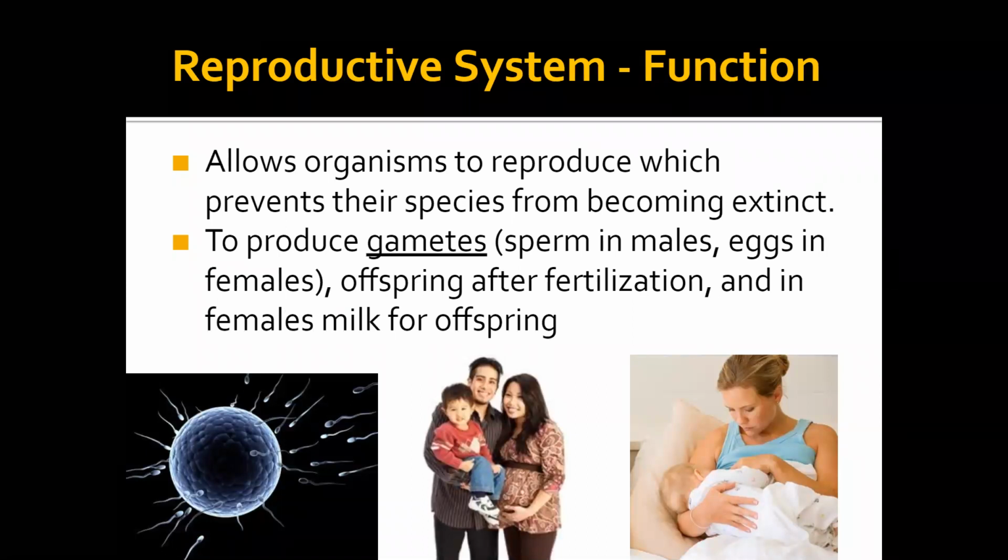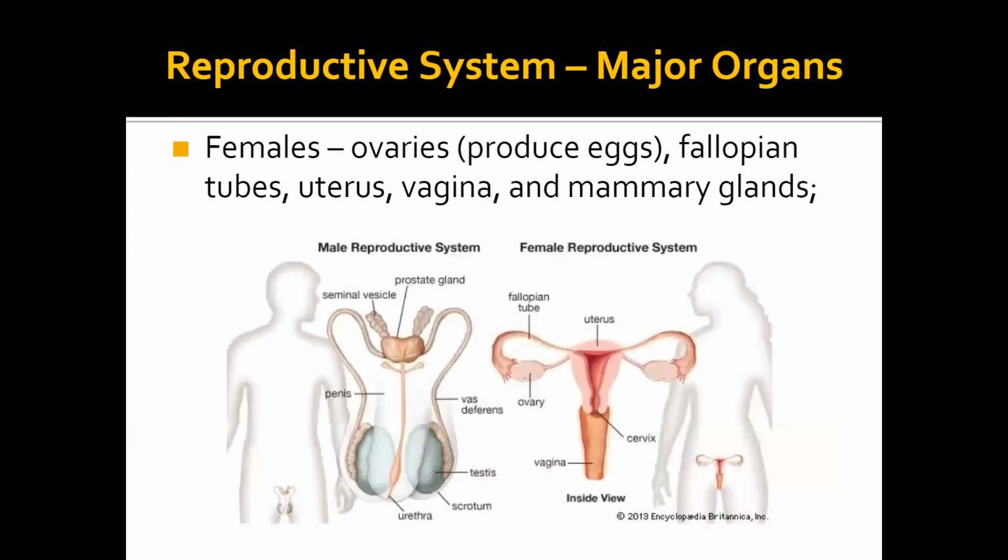Our reproductive system is next. That is going to allow organisms to reproduce, which prevents their species from going extinct, obviously. The function of the reproductive system is to produce gametes, or sperm and egg cells. You've all heard of this before. I've talked about it before. And also to produce offspring after fertilization, and in females also produce milk for said offspring.